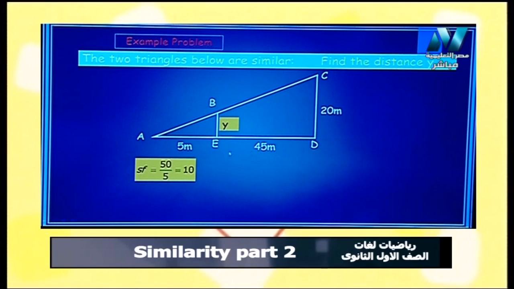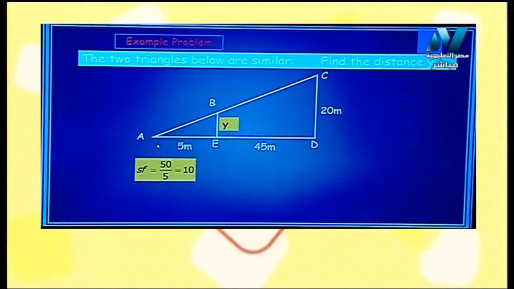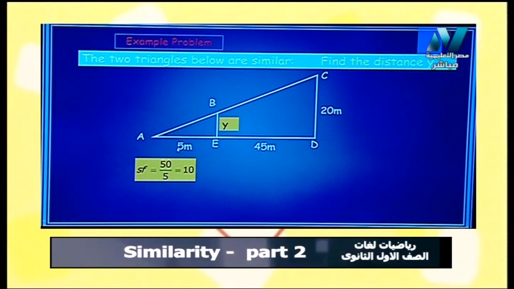Scale factor here equals 10. Why? Because AE is proportional to the whole side AD. So AD equals 50 because it equals the sum of 5 and 45 here. So the sum, 50 over 5, equals 10. When we multiply or divide, 20 divided by 10 equals 2 meters.